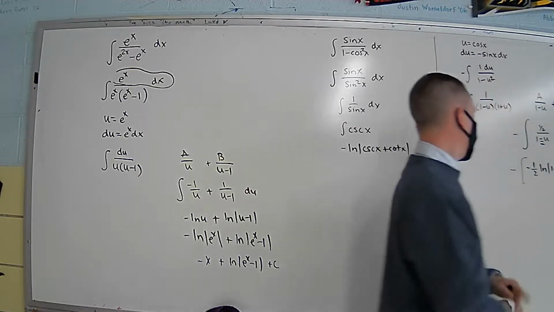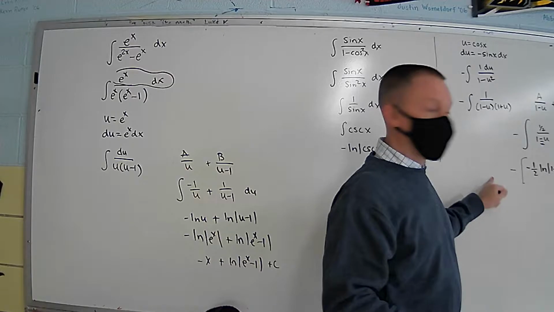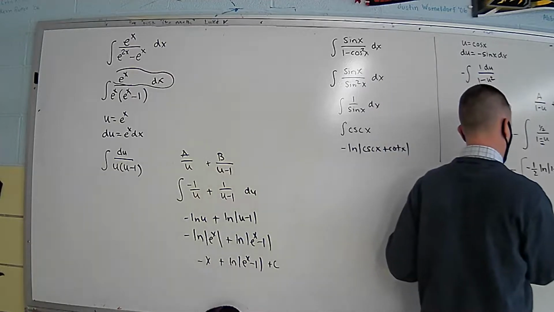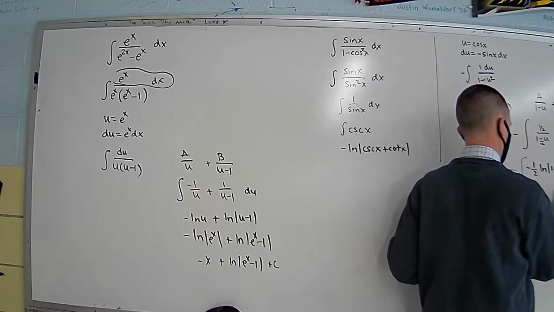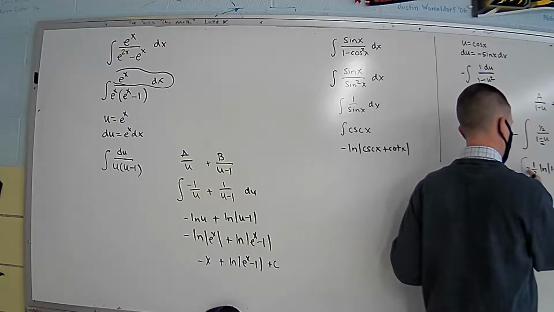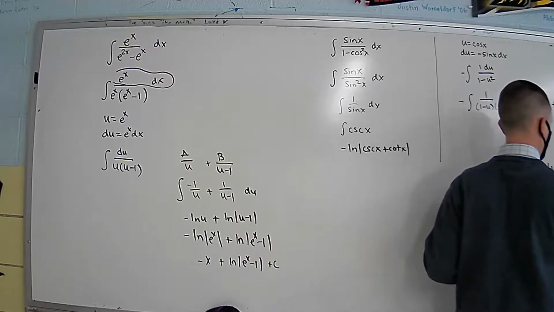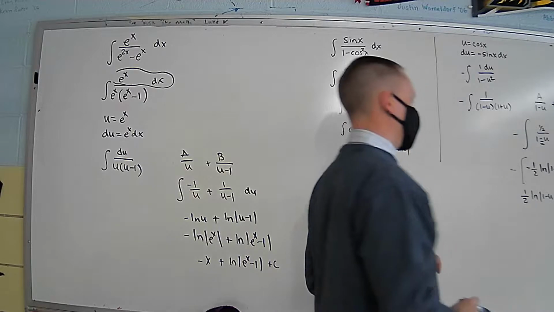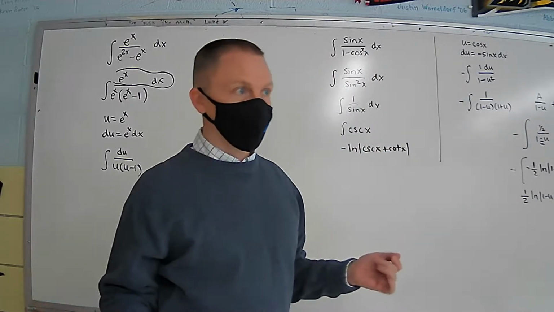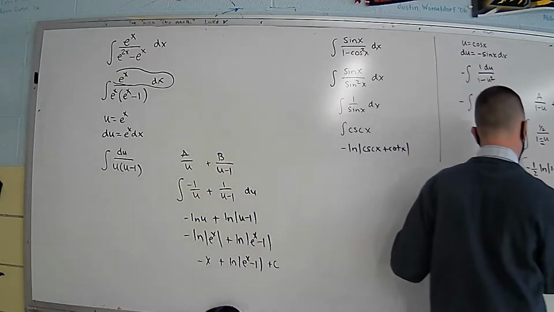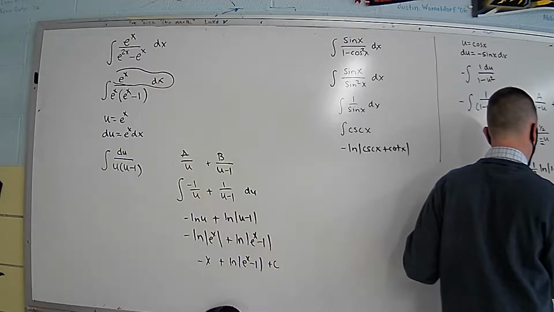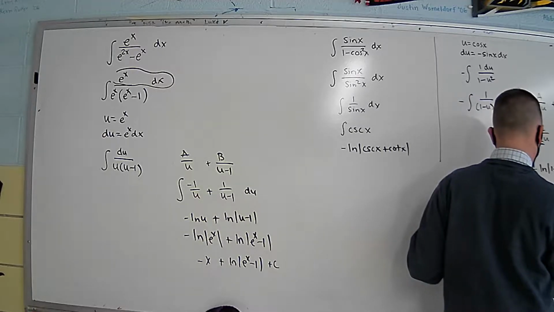Right? Now if I distribute this negative, I'm going to get 1/2 natural log of 1 minus u minus 1/2 natural log of 1 plus u. So okay, I go back and resubstitute. What was u? Cosine.